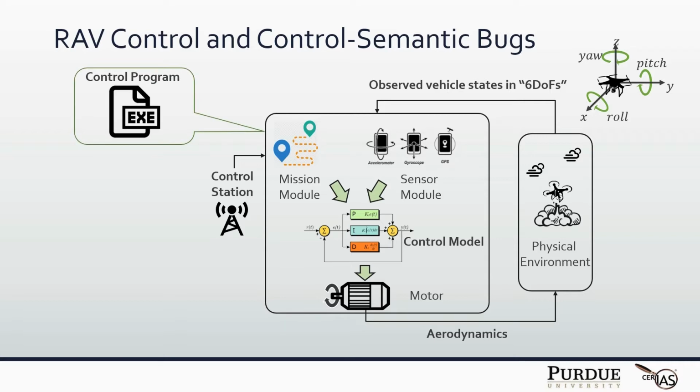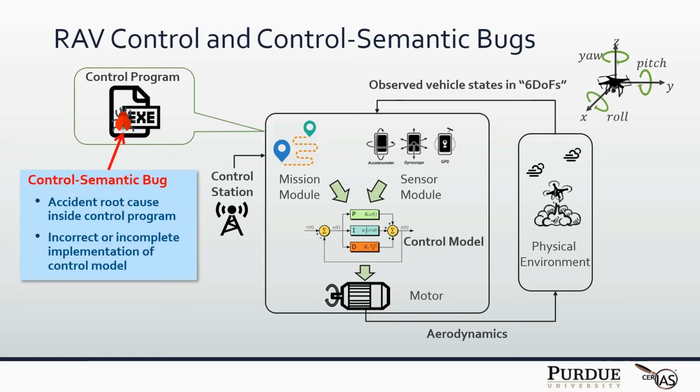The control model is implemented in the control program. However, like any program, a control program has bugs. In this paper, we focus on a specific type of bugs called Control-Semantic bugs. A Control-Semantic bug is an incorrect or incomplete implementation of the control model. It can be the root cause of a drone accident. Next, I will tell you a sample accident story.